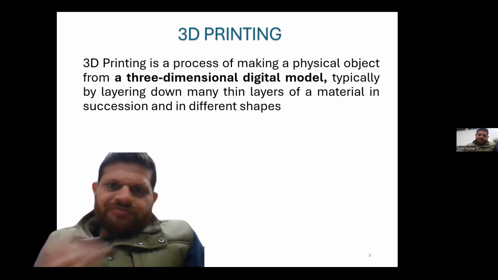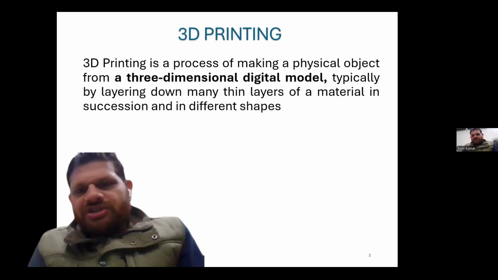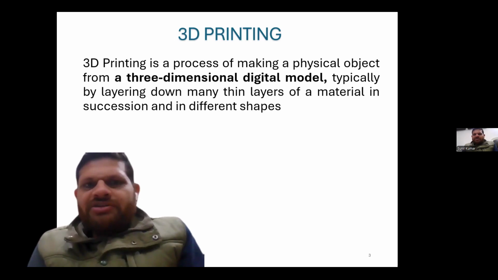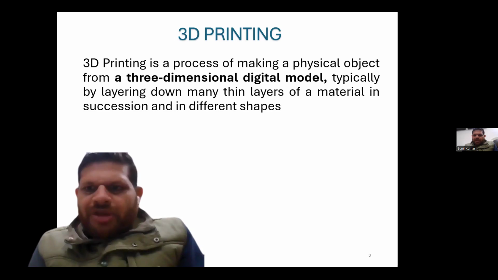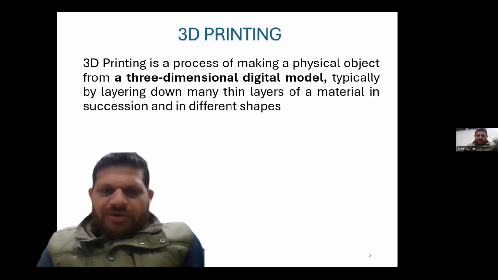To print this, we print something in a three-dimensional model. Basically, in 2D we have only one layer. In 3D, we have multiple layers, layer on layer, depending upon the shape we want to give. We can achieve that shape with the help of 3D printing.